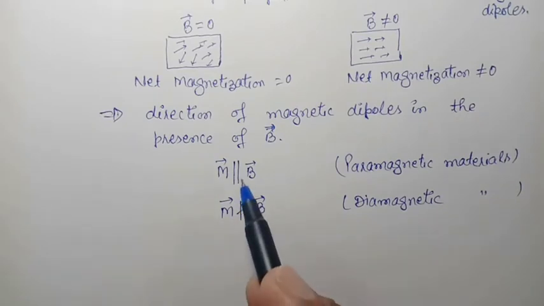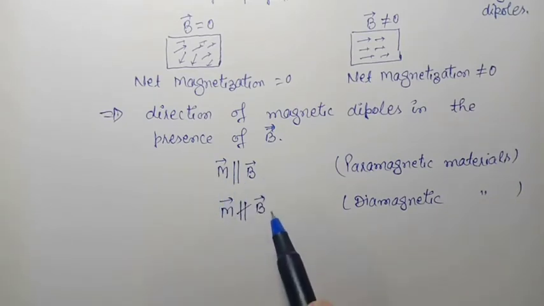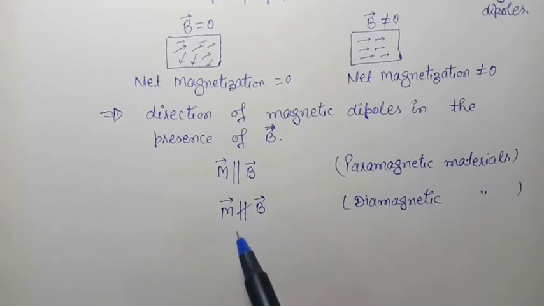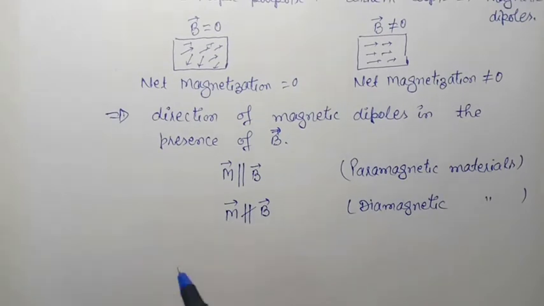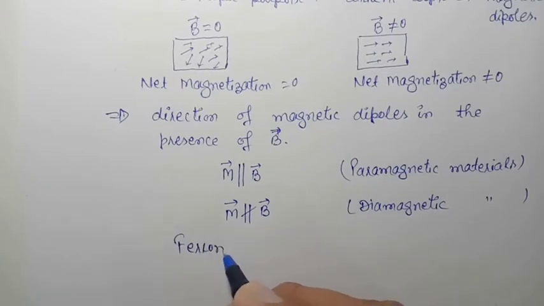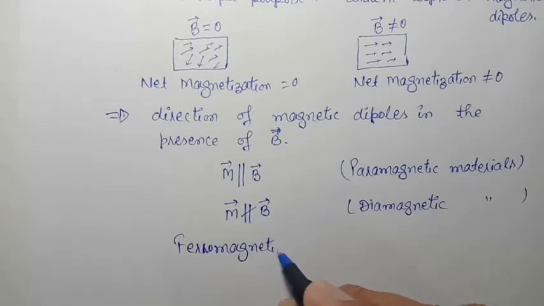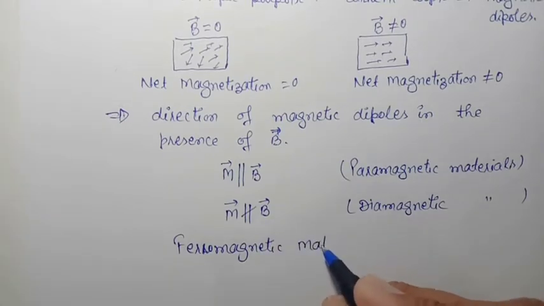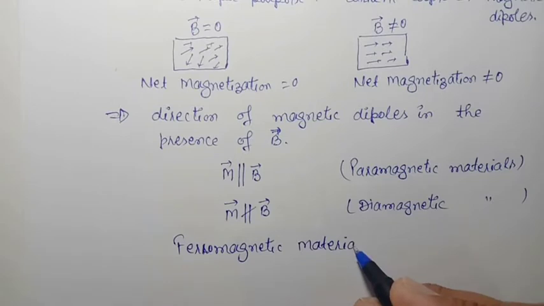Now here, when we remove the magnetic field, then again the dipoles will orient randomly. But we have certain materials like ferromagnetic materials, where when we remove the magnetic field, even then we have a magnetization.